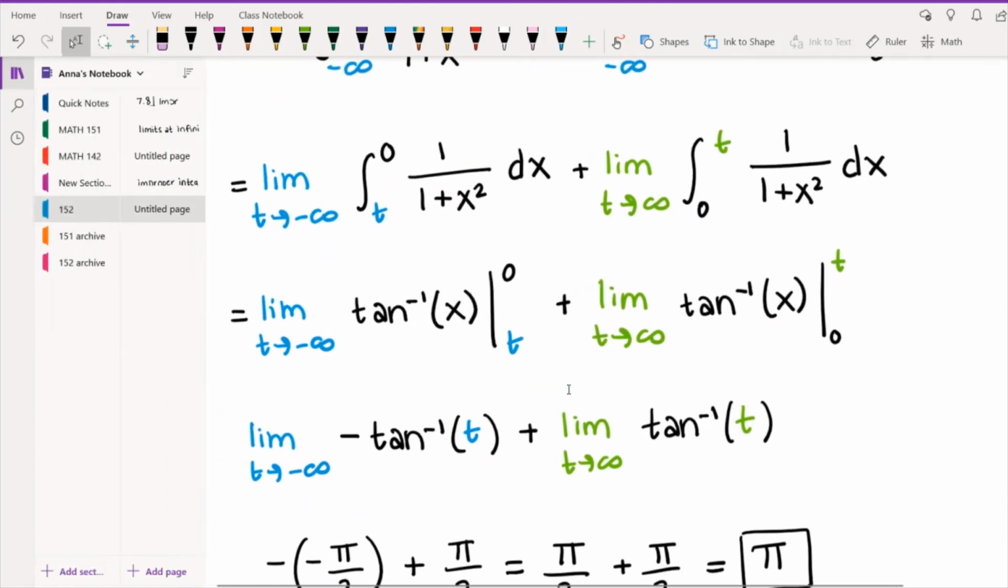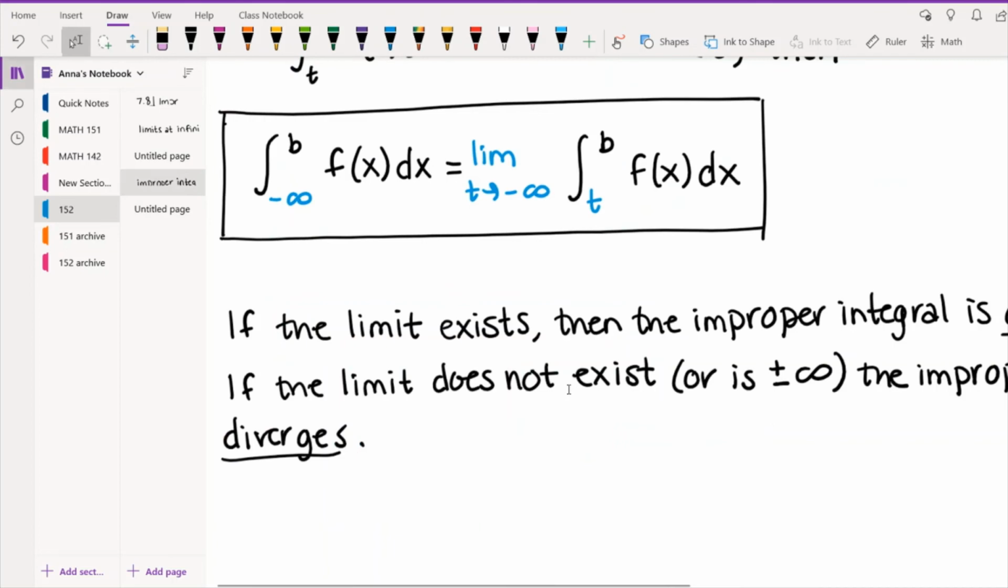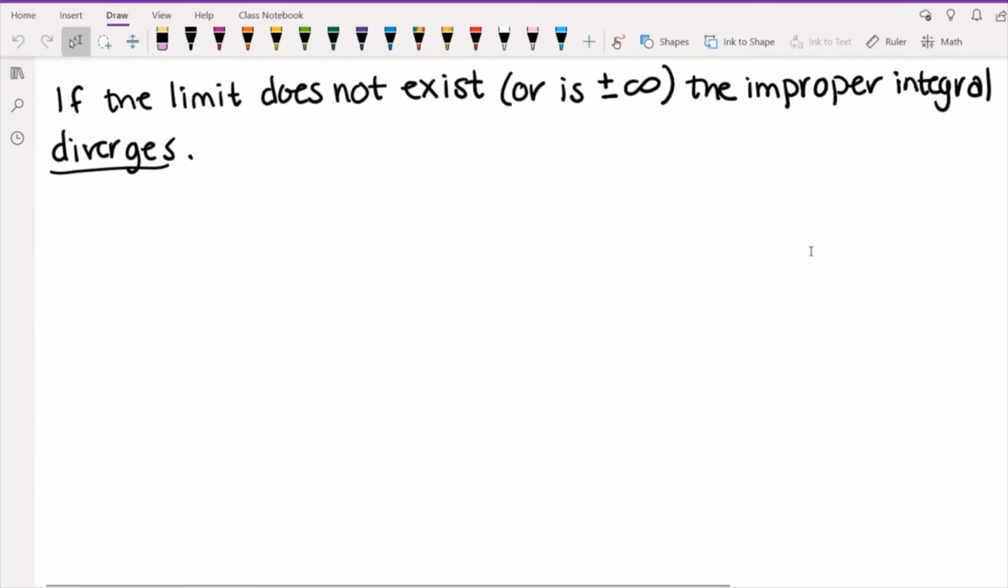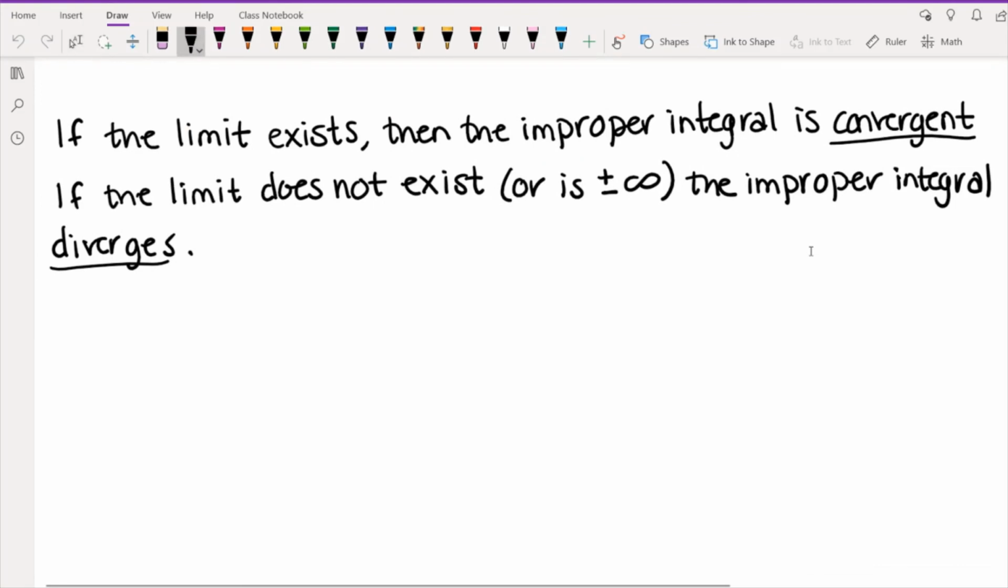So I just want to add this to our list of facts. And then I want to do one more example just to show how in certain situations, when you have an integral that goes from negative infinity to positive infinity, we'll see when we get there.